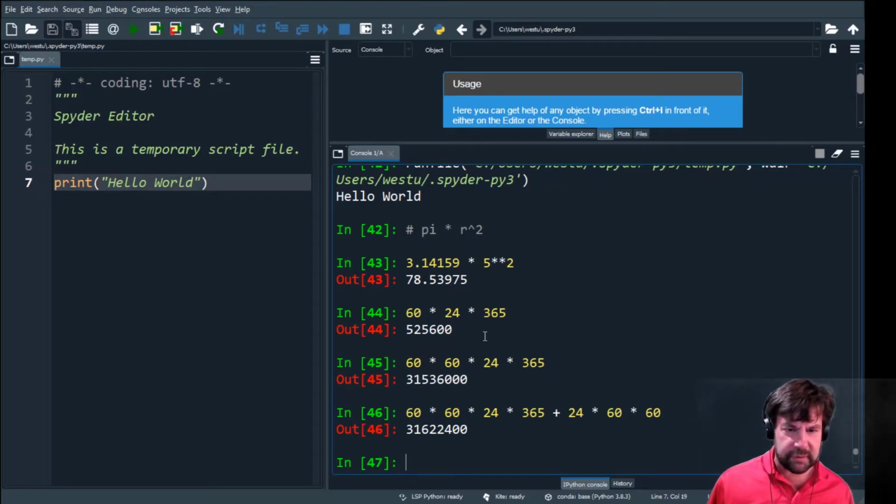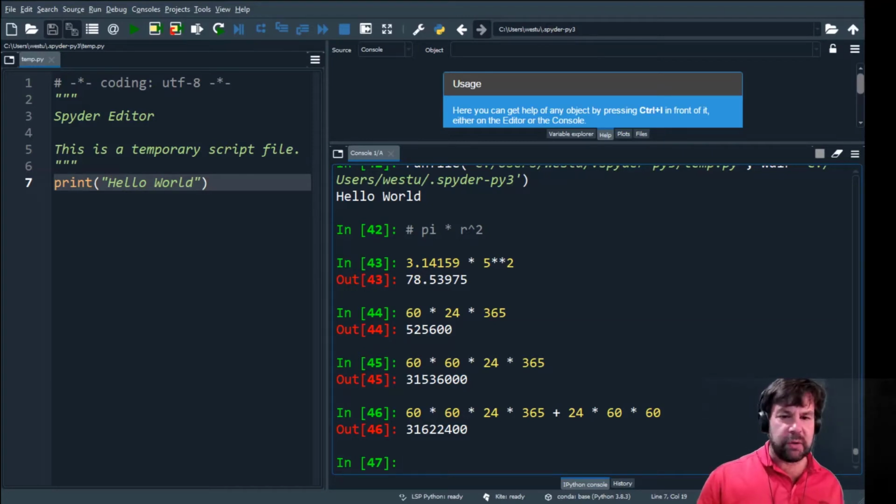Hopefully that's about right. I think that looks good. There's always the possibility I mess something up. But we have this ability to just enter mathematical formulas and get results back. So let's look at these a little bit. Now let's do one more.